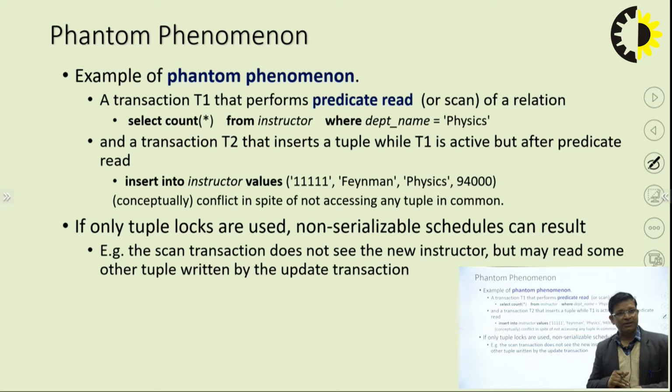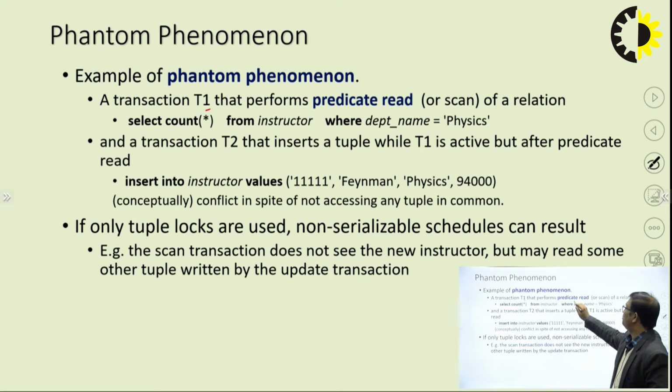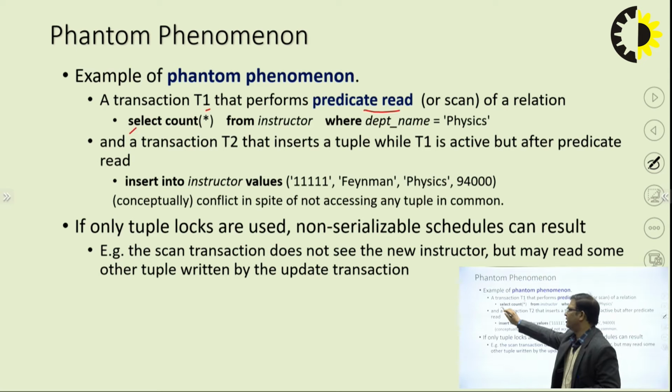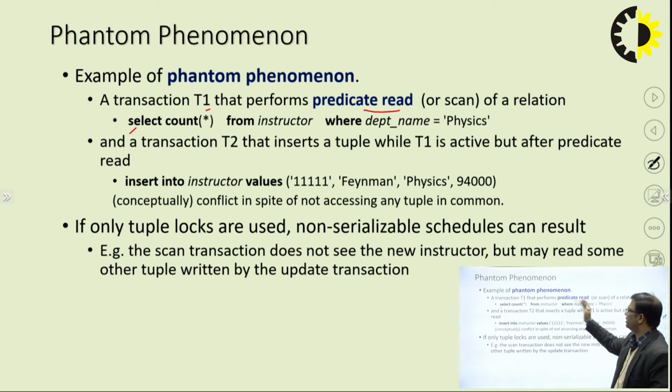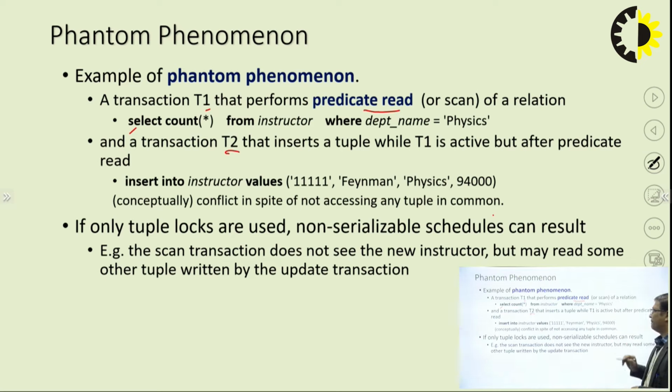Okay, let's take for example a transaction T1 that performs a predicate read, it reads the value. For example, by this query: select count(*) from instructor where department is physics, whatever the value is. Then another transaction inserts a new record. So what T1 read is the previous value, but we have already inserted a new value in this database. So what is this? This is called the phantom phenomenon. It means we read the false value.